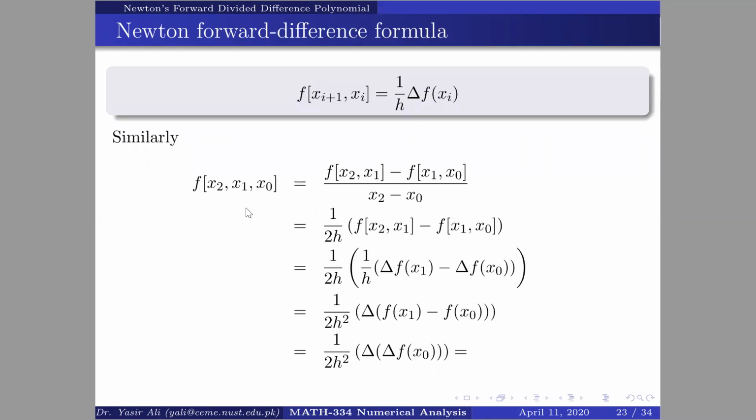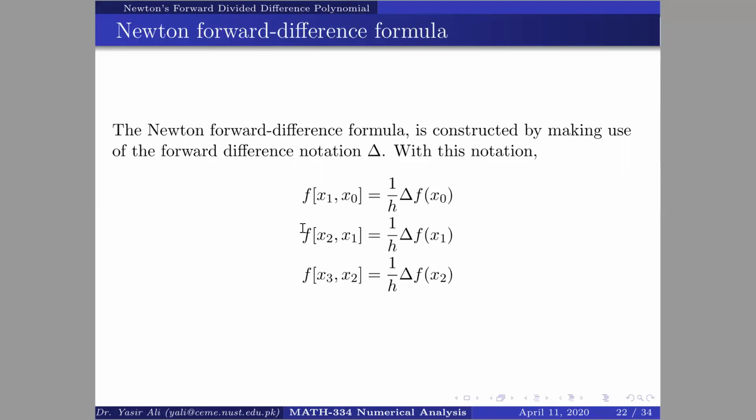What about the second order difference? F of x2, x1 and x naught, we know from the Newton divided difference that this is equal to this. So here is a difference of 2h, so I can write 2h, and we can simplify the things from here. I know that the first difference between x2 comma x1 is 1 over h delta f of x1, which we have done on the previous slide.